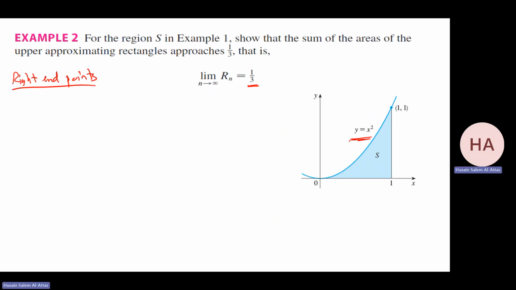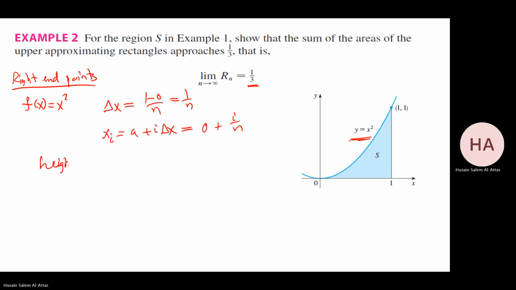Okay, the function is x cubed. Delta x will be what? b minus a over n, 1 over n. The heights will be f. Remember, after we find the delta x, we'll find xi, a plus i delta x. That will be 0 plus i over n. The height, f of xi, which is i squared over n squared.